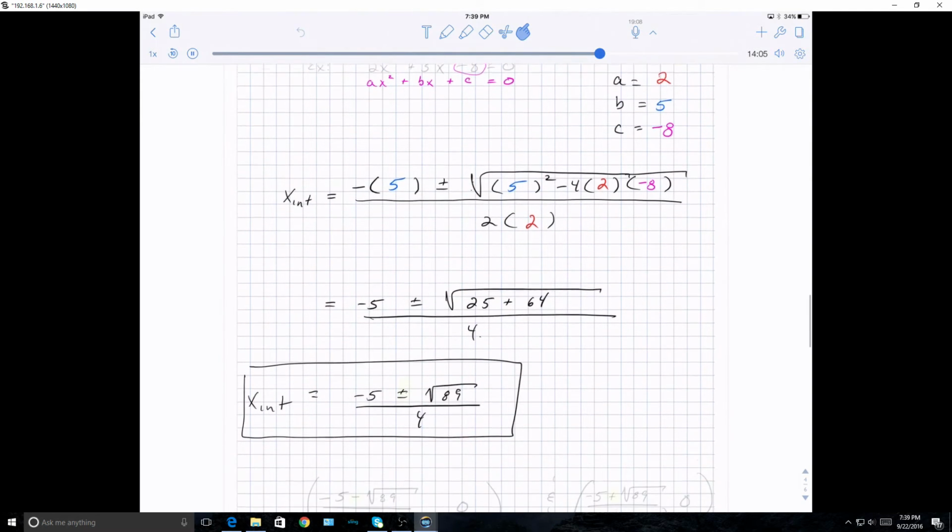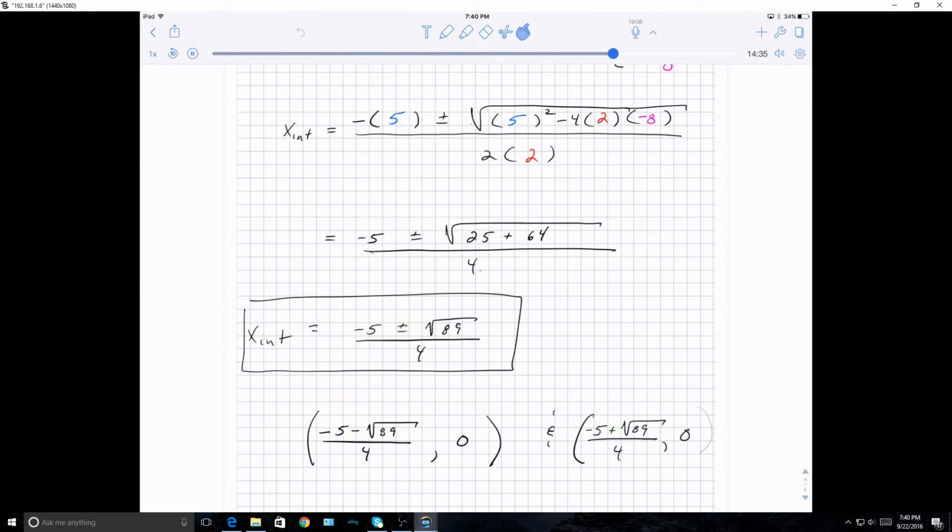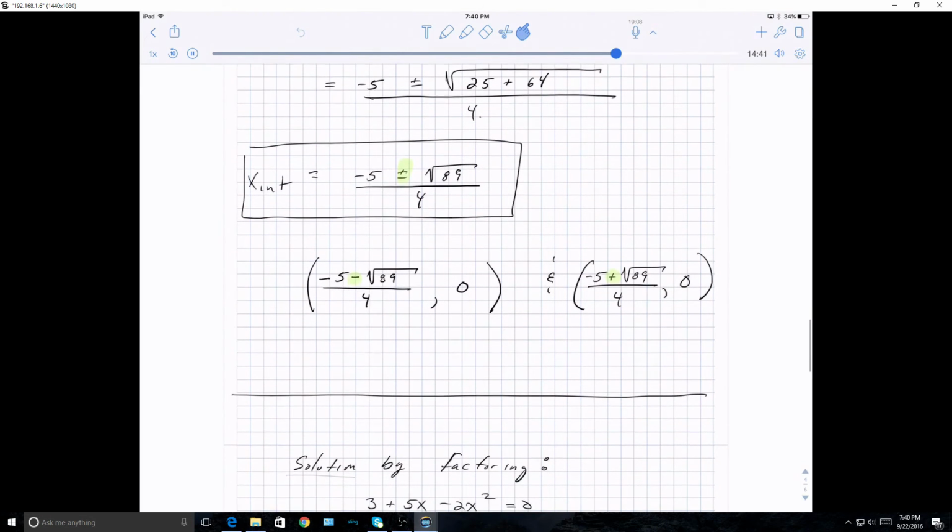And just so you can see how we could write these as what they are, because they are x-intercepts, we could write one as the negative counterpart as negative 5 minus the square root of 89 over 4, comma 0. And we could write the other one, which is the more positive version, negative 5, or it could be, but if you see what I'm trying to write out here, comma 0. So we're just taking that positive and negative version of it.